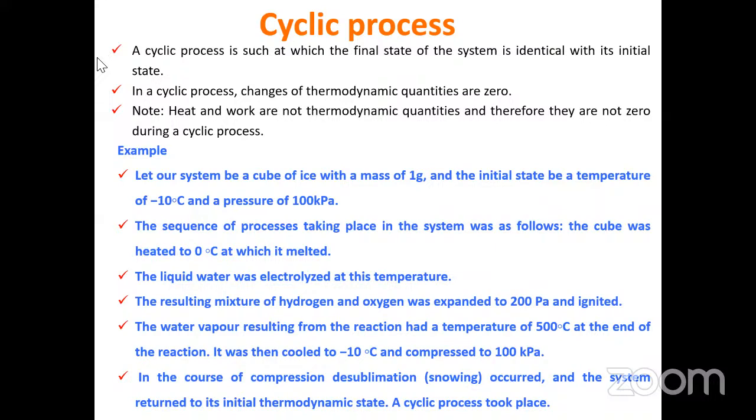So this is a cyclic process that took place from -10 degrees centigrade temperature and pressure of 10 kilopascal. And a lot of things happened in between and finally ended up again at -10 degrees centigrade and 100 kilopascal. That's a cyclic process.